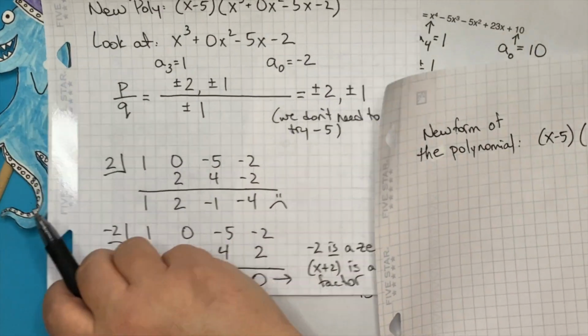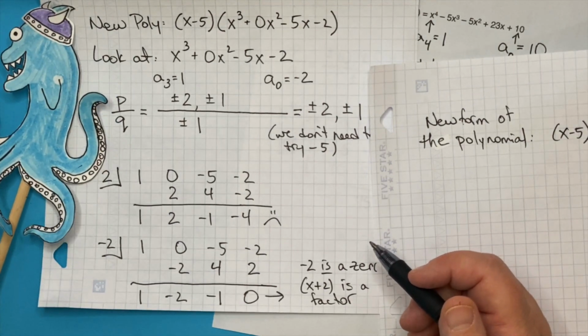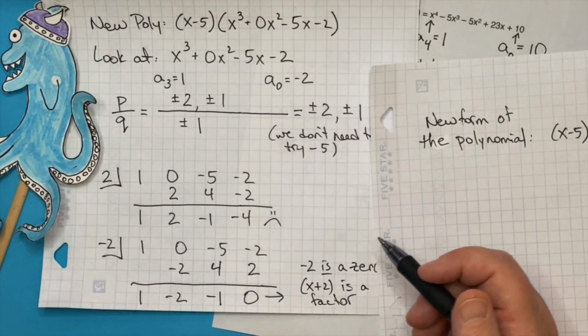I'm sorry, poor Sharktopus is like, hey, I'm smooth and continuous. It's like, yes, you are, sweetie.